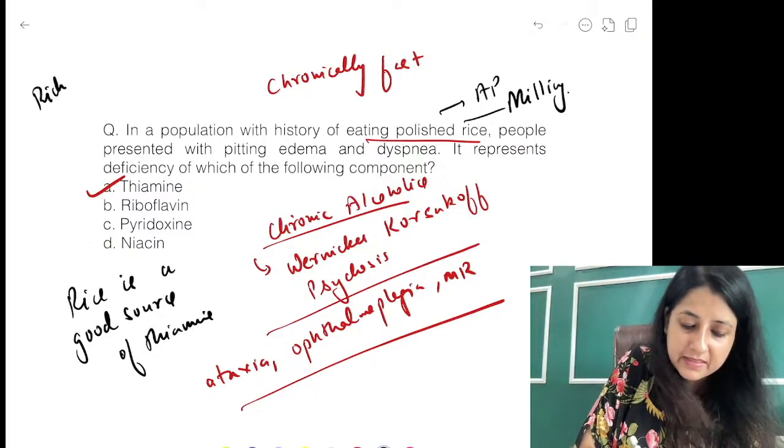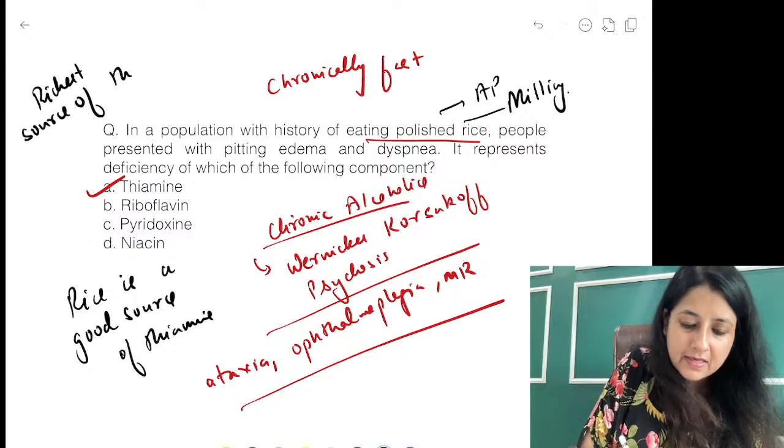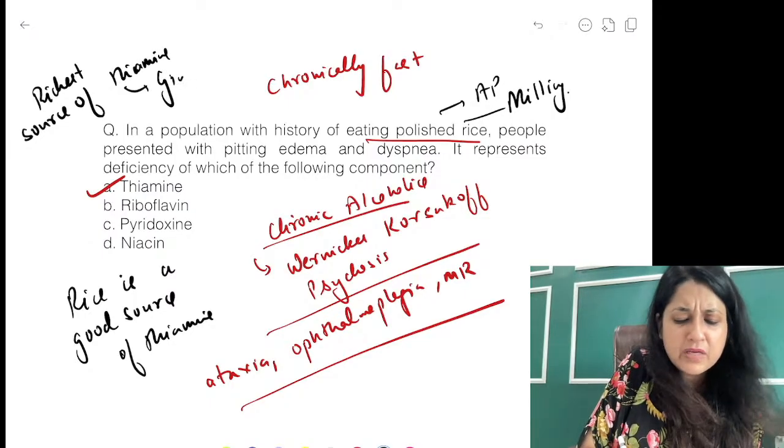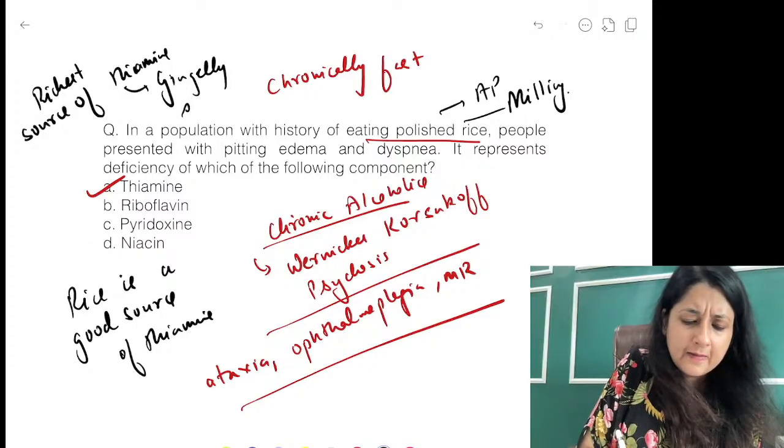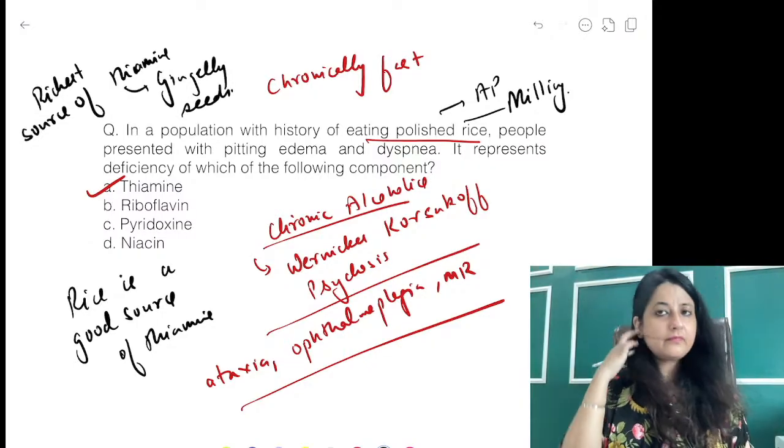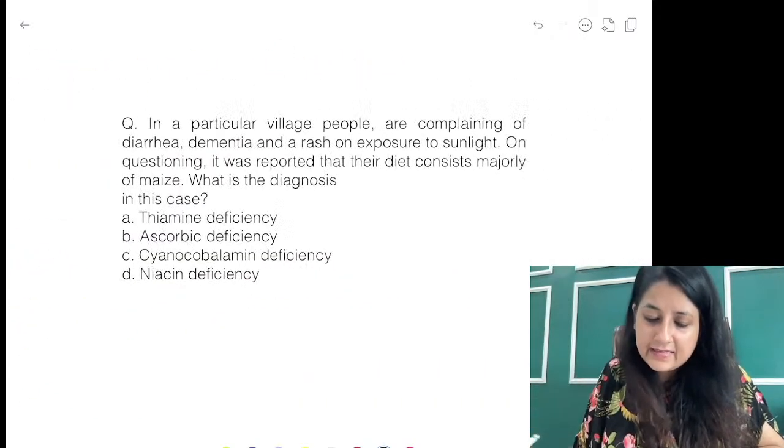it's not the richest source. Richest source of thiamine is gingerly seeds. Alright, richest source of thiamine, guys, is gingerly seeds. Whenever someone asks, tell them gingerly seeds. Moving to the next question, guys.